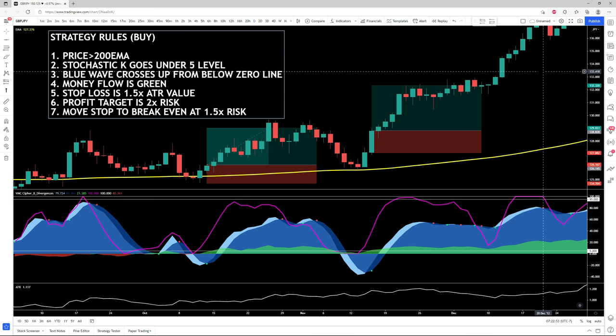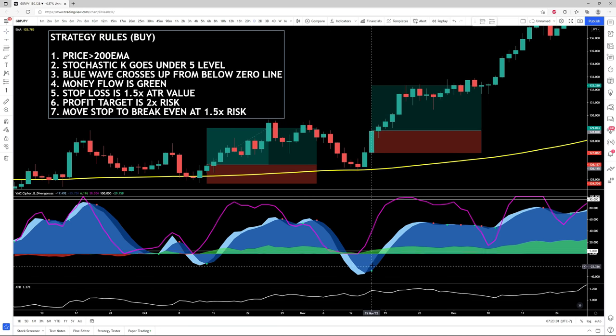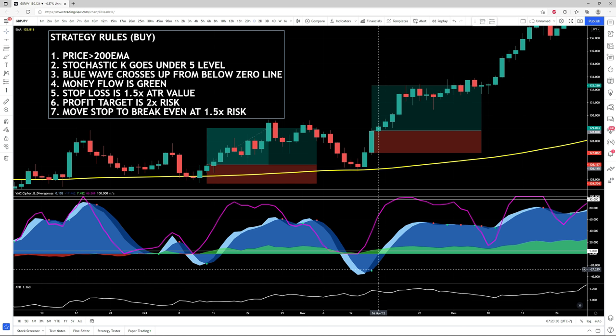Number two, the stochastic K needs to go under the 5 level, such as right here and here. The blue wave needs to cross up from below the 0 line, such as here and here. And the money flow needs to be green when the trade is entered. Stop loss is placed 1.5 times the ATR value, and the profit target is 2 times the risk.